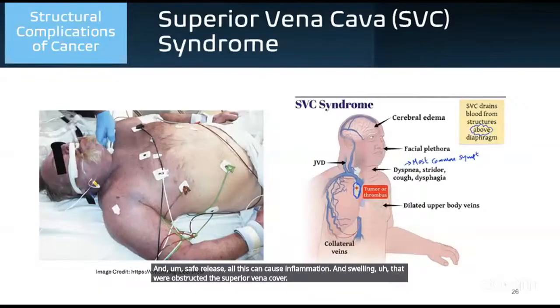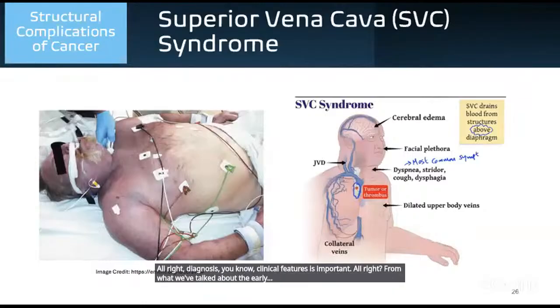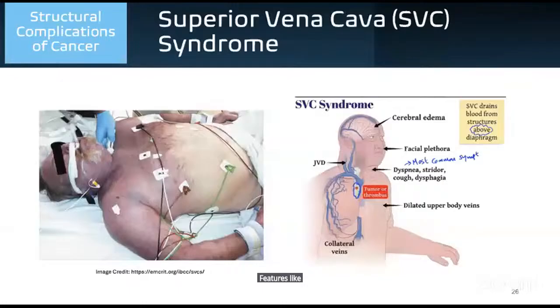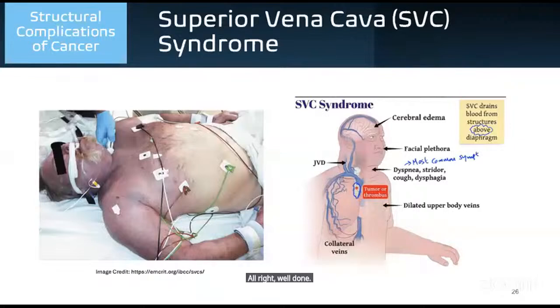Diagnosis: clinical features are important. From what we talked about, the early features like facial swelling, periorbital and neck swelling, and all that. Then the physical exam will give away some of these initial clinical features. Then imaging like chest X-ray, CT scan, and MRI.